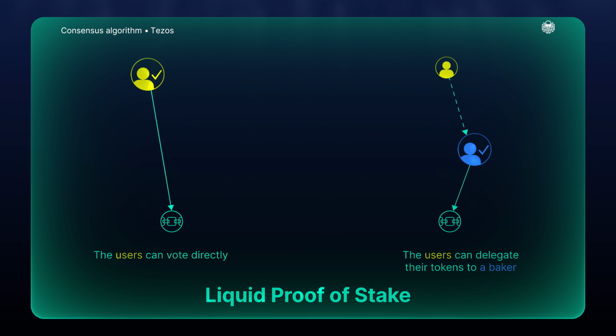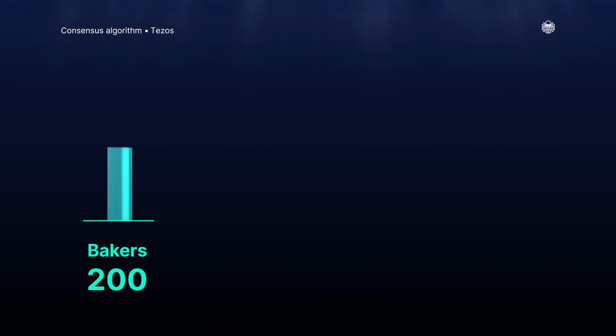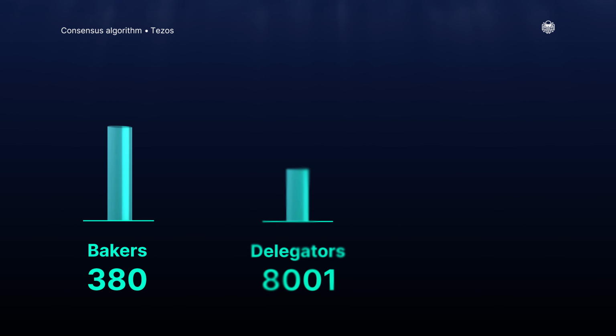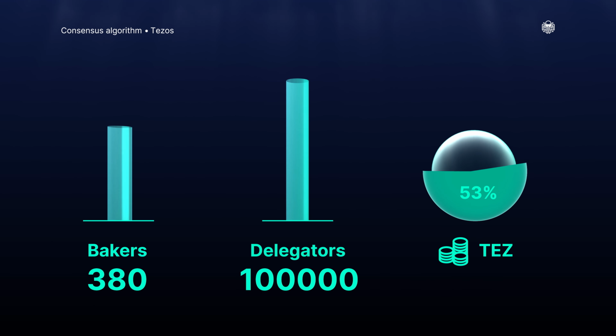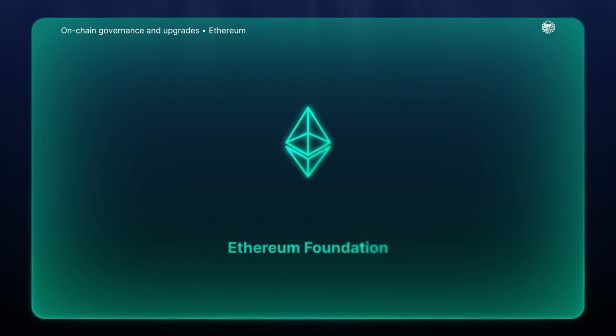Liquid Proof of Stake in Tezos allows regular users to delegate their XTZ to the validators, maintain network consensus, and earn rewards. Delegators do not lock their assets and do not move them to contract addresses to take part in the delegation. There are currently over 380 active bakers and over 100,000 delegators on the Tezos network. Validators use about 75% of the XTZ issued. Let's explore on-chain governance and upgrades.